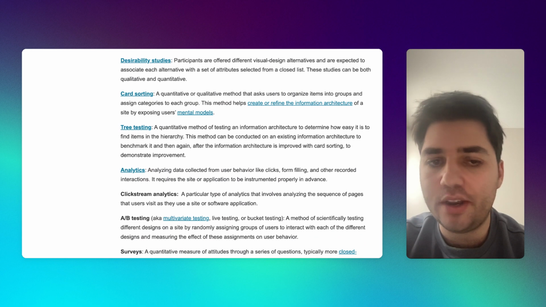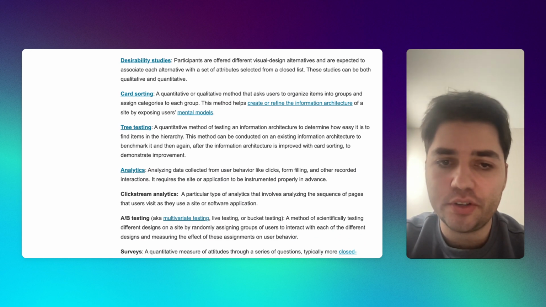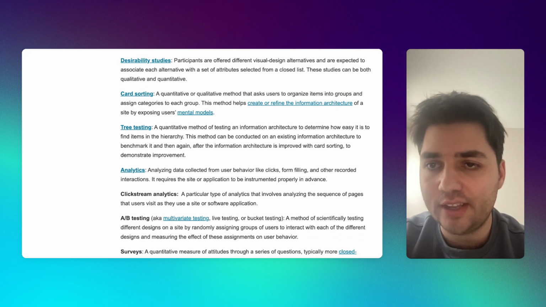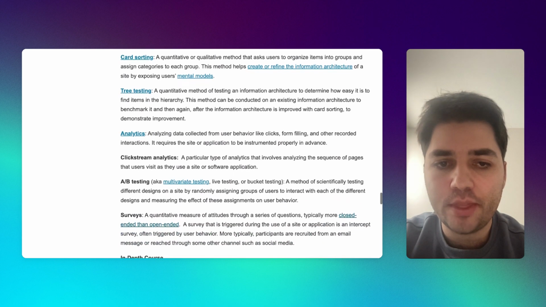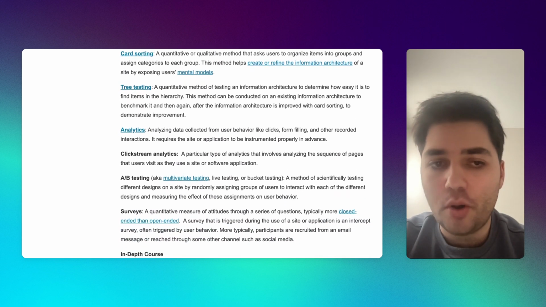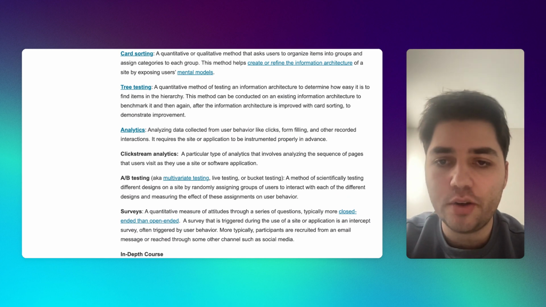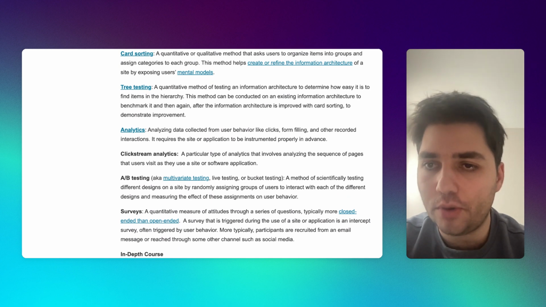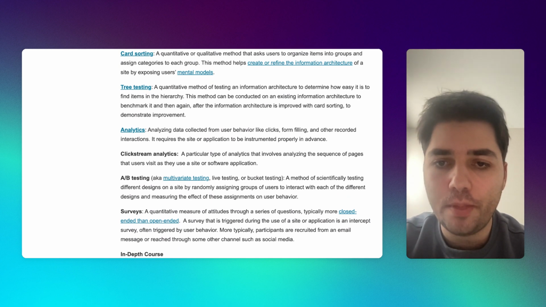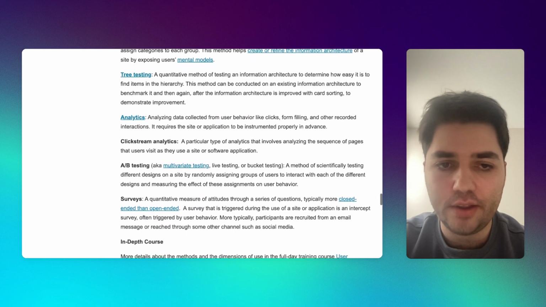A/B testing is when you're given different designs and ask users to interact with both of these designs to see different behaviors. Surveys are when you ask both closed-ended or open-ended questions, more often closed-ended questions. And this is helpful if you want to run a large amount of people and gain a lot of information and tend to be quicker than just moderated studies.